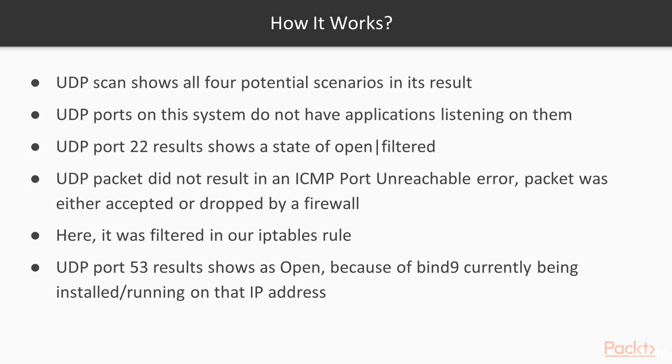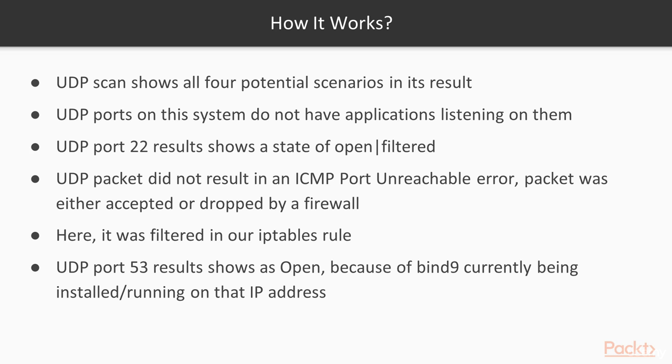The UDP scan shows all 4 potential scenarios in its result. The majority of the UDP ports on this system do not have applications listening on them. You can see this in the line which says not shown, 97 closed ports. Results from an Nmap scan will automatically consolidate the answer which occurs most often in order to cut down on the size of the output.